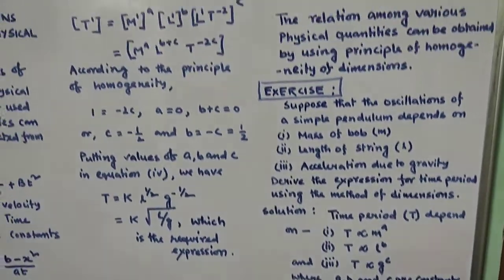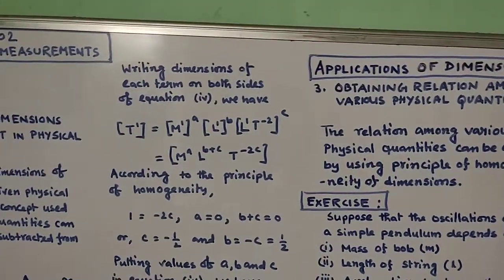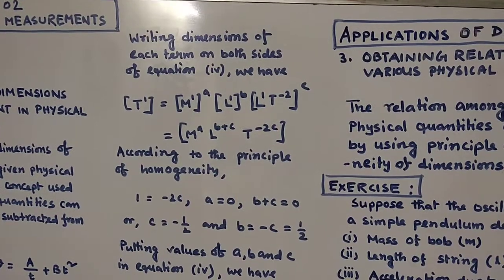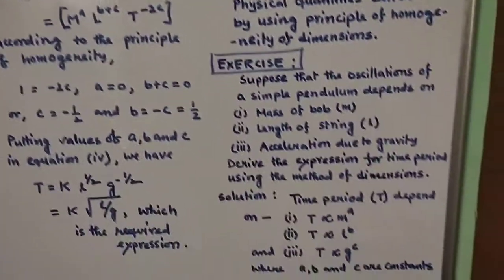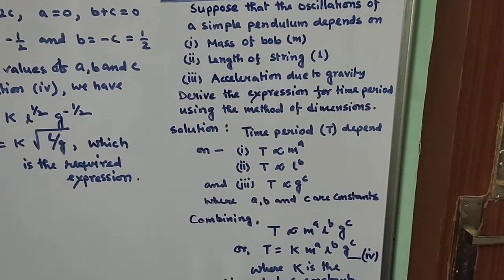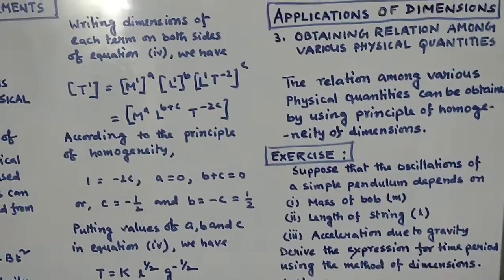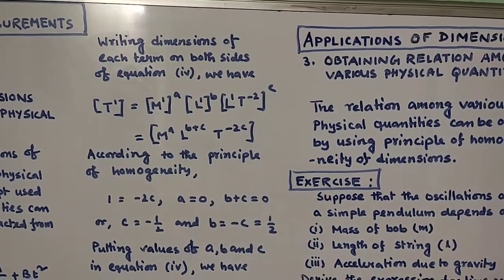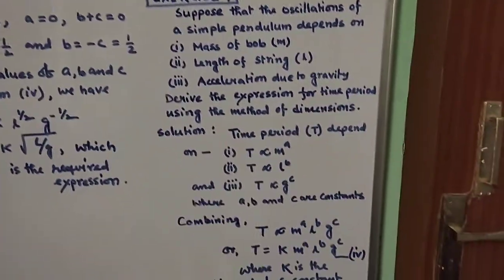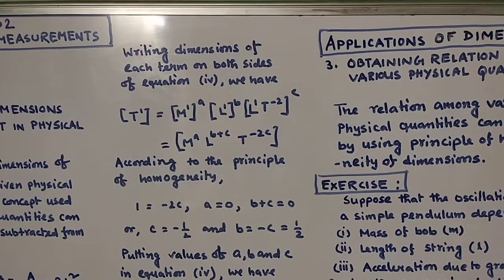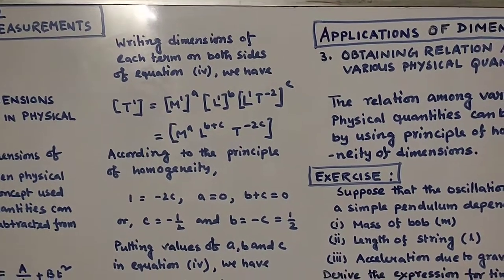Now let me continue. Our job is to write the dimensions of each term on both sides of equation 4. So this is your equation 4, and we have to write the dimension of each term. So T, here is given the time period, so we can write the time period as [T^1] within the third bracket. We are defining the dimension for time period.